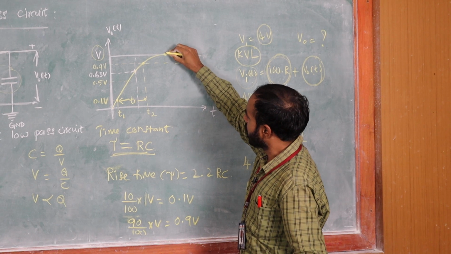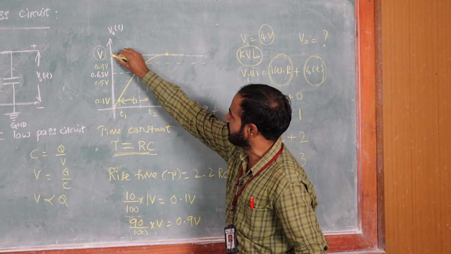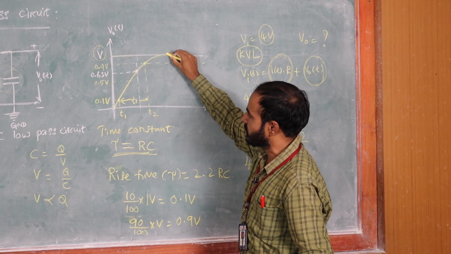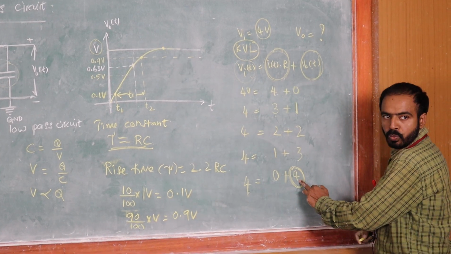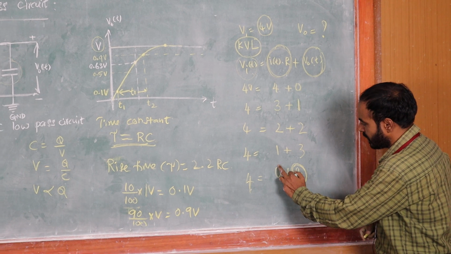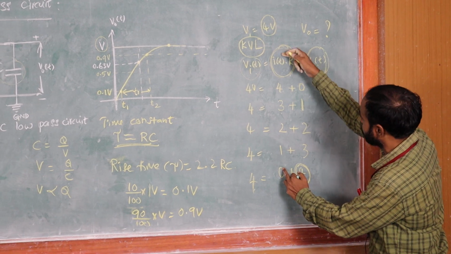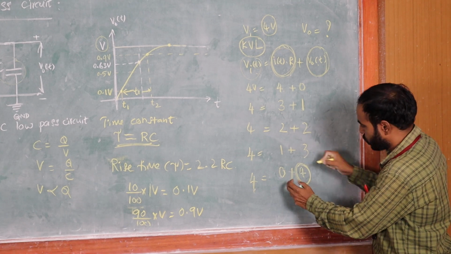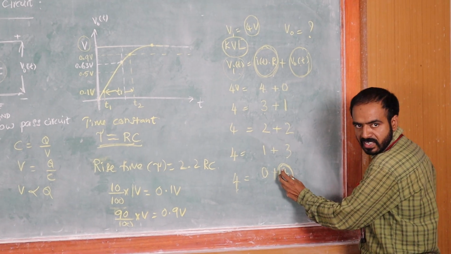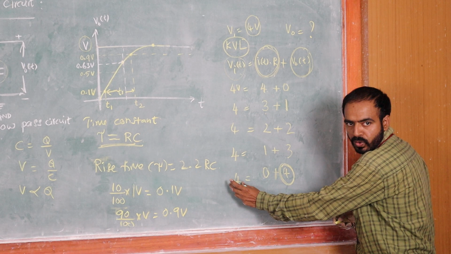At this instant, output and input are both the same. This is the input signal, this is the output signal. Both are the same. If you see here, 4 volts input, output also 4 volts. At this instant, the voltage across the resistor, I of t into R, is 0. So the output across the capacitor is 4, and the applied voltage is 4.